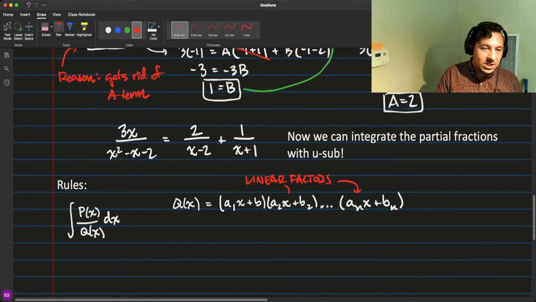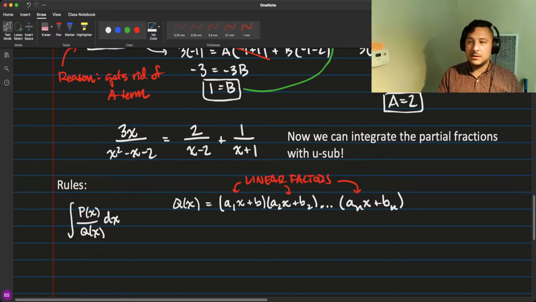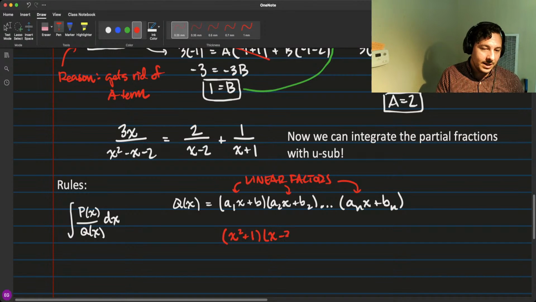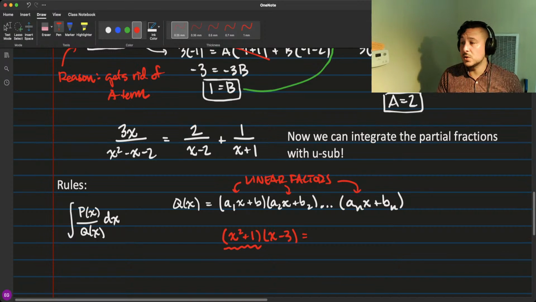Right, does it make sense that each of the n is a linear? This doesn't always happen. Example, let's say you have x squared plus 1 times x minus 3. Do you see how one of these is a non-linear factor? Because x squared plus 1 doesn't factor, because it has imaginary solutions. So does it make sense that this is not what I'm talking about?